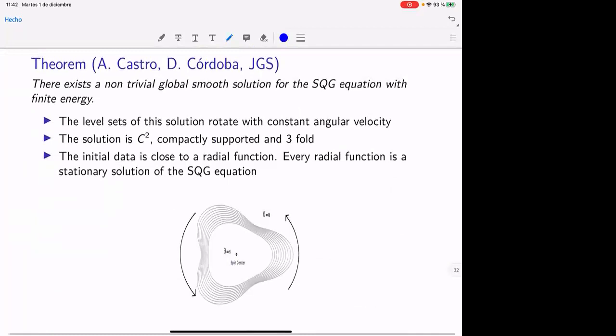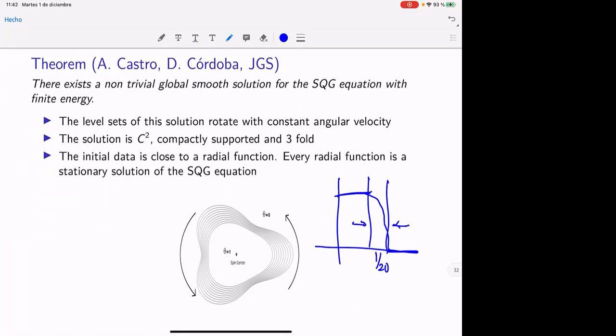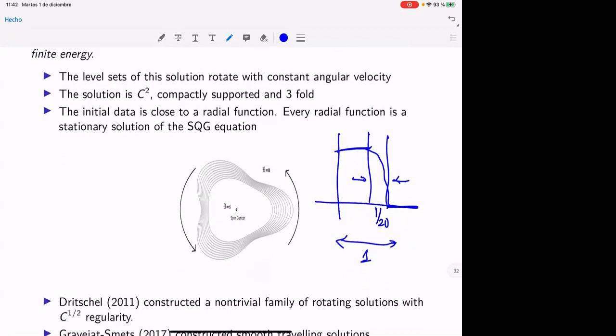And in the smooth case, we were also able to construct rotating solutions, uniformly rotating solutions that, okay, this is a cartoon. The profile is more like this, one somewhere, zero somewhere, smooth in between, and this is actually kind of thin. This is about 1 in 20 compared to this, which is of size 1. Okay, so these were other global smooth solutions that we were able to construct. And these solutions are C^K for any K bigger than 2.